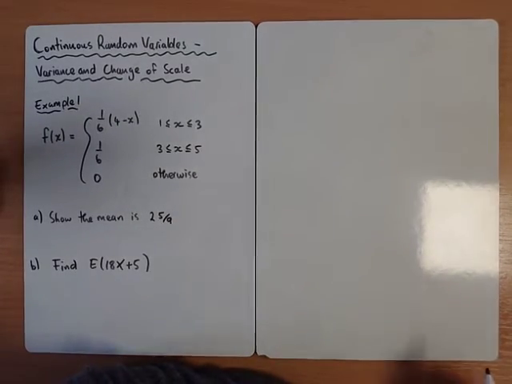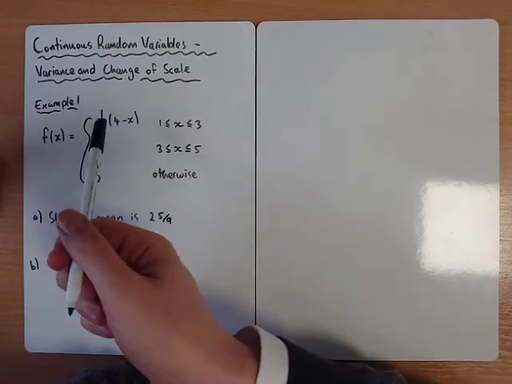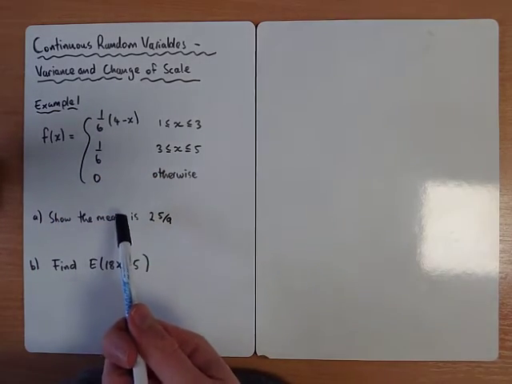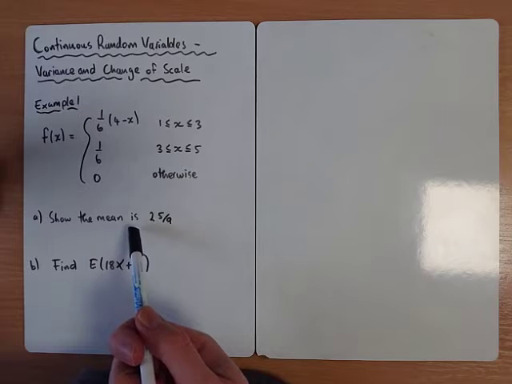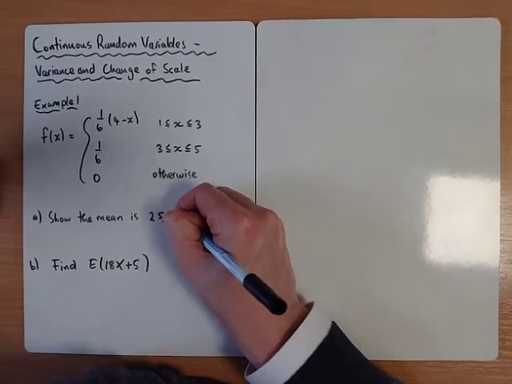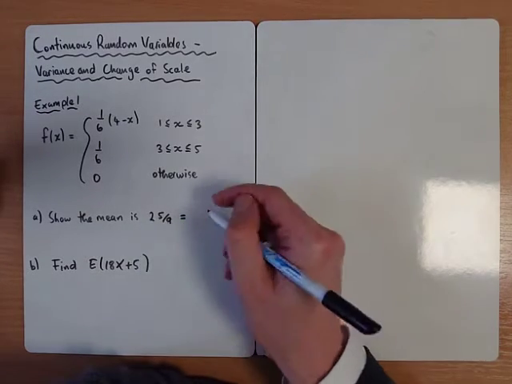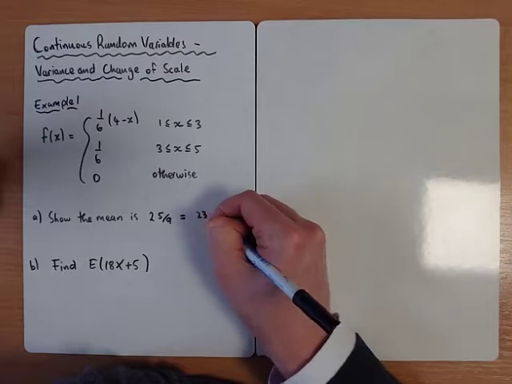In this video, we're going to take a look at variance and change of scale for continuous random variables. First one we're starting off with, we're asked to find the mean. We've got 2 and 5/9. Again, not quite sure why they're giving us a mixed number here, but that would be 18/9 plus 5/9. I'm going to write that as 23/9.